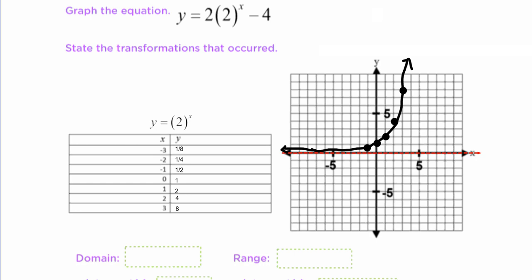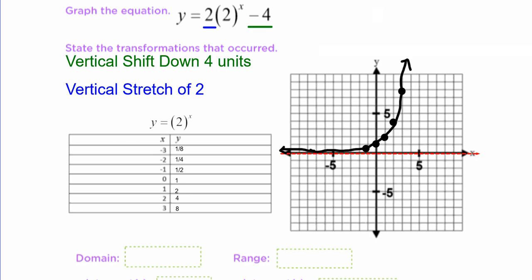So we look at our equation and we see that our a value is a 2 and our d value is a -4. So there are two transformations happening. A being 2 means that there's a vertical stretch of 2 times faster than it was before. And the -4 means there's a vertical shift down 4 units. And again, we typically talk about the transformations from the left to the right.